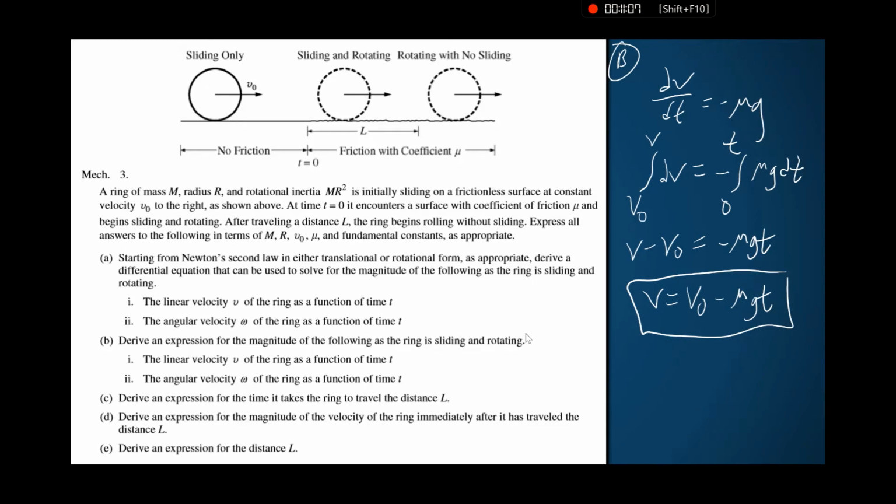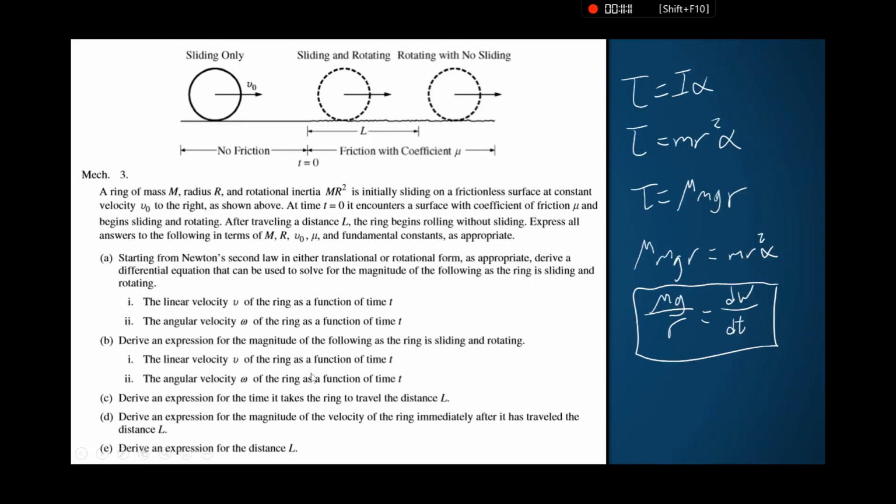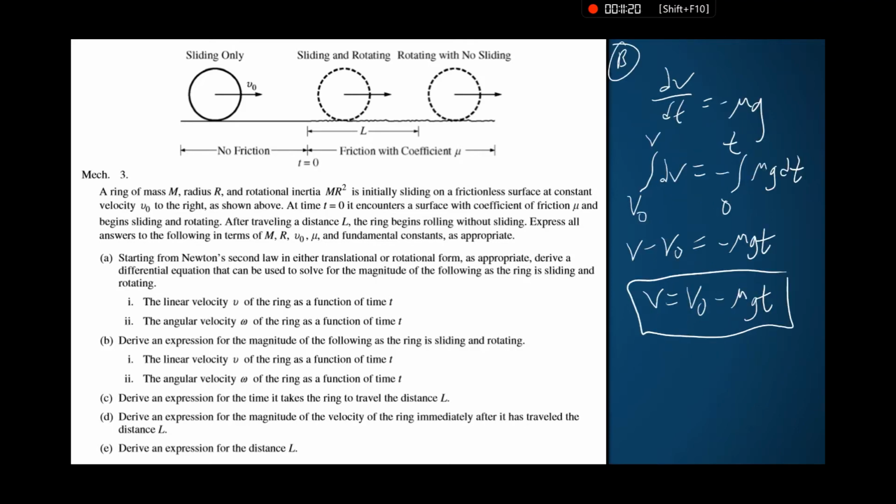So we had this one. Mu g over r equals dw over dt. So I'm going to start there. So I need some more slides.